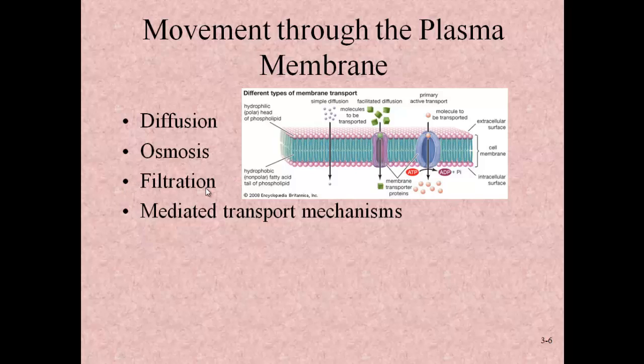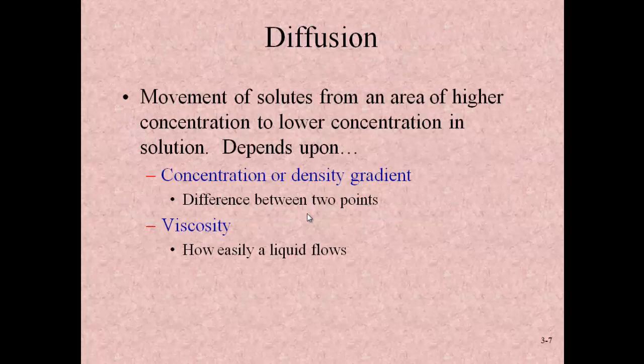Filtration is movement of a substance due to pressure differences. We see filtration in the kidneys, where we have blood pressure that helps push some of the fluid out of the blood vessels of the kidney, into the kidney and then into the bladder to form urine. Mediated transport mechanisms are mechanisms that require energy, and we'll talk about that in a little bit.